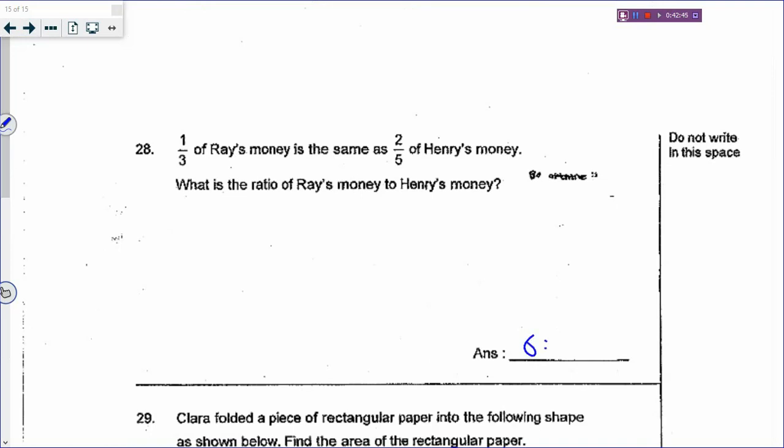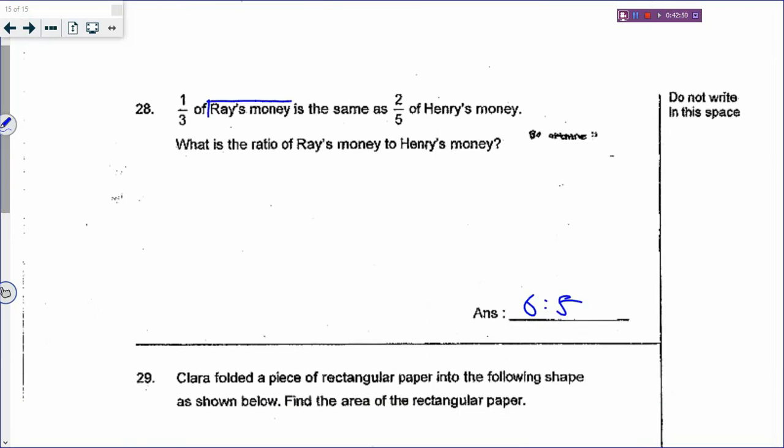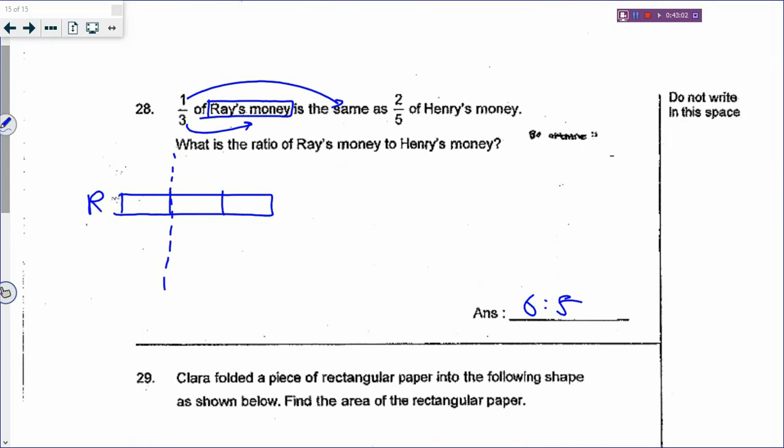Alright, so how do you draw out this problem? Now, 1/3 of Ray's money, which means that Ray has how many boxes? 3. And one box is the same or equal. So I'm going to draw Ray's rectangle, which is 3 boxes, and draw a dotted line to show the equal concept. One box is equal to 2 boxes of Henry's money. So I'm going to draw Henry's money until the dotted line as well to show the equal concept. So one box of Ray is the same as 2 boxes of Henry's money.